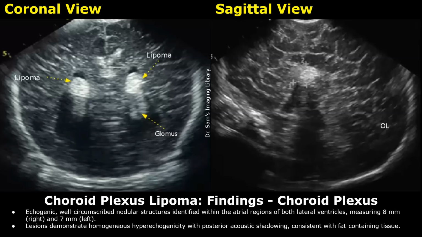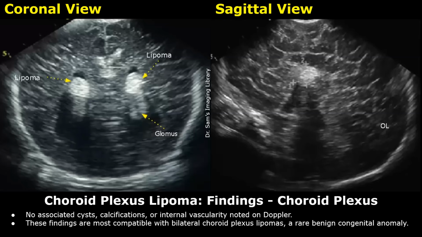These are the findings. Echogenic, well-circumscribed nodular structures identified within the atrial regions of both lateral ventricles, measuring 8 millimeters in the right and 7 millimeters in the left. Lesions demonstrate homogeneous hyperechogenicity with posterior acoustic shadowing, consistent with fat-containing tissue. No associated cysts, calcifications, or internal vascularity noted on Doppler. These findings are most compatible with bilateral choroid plexus lipomas, a rare benign congenital anomaly.